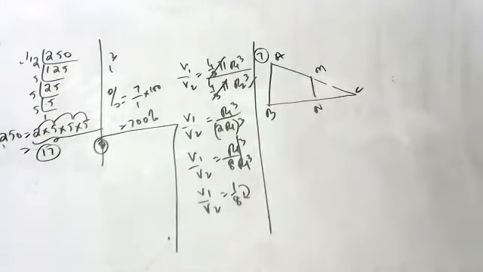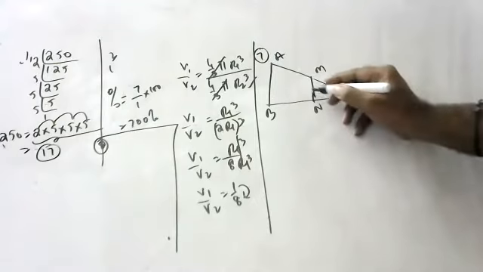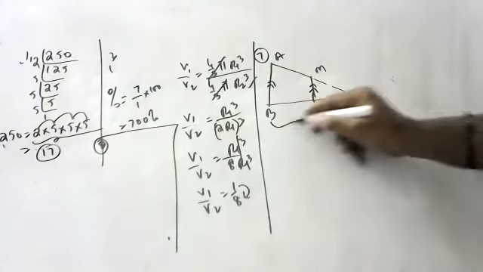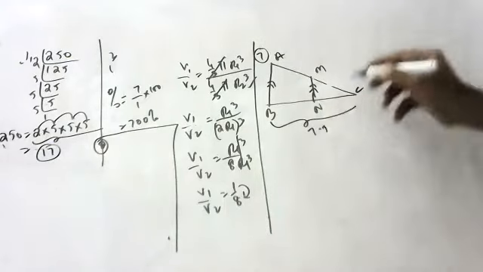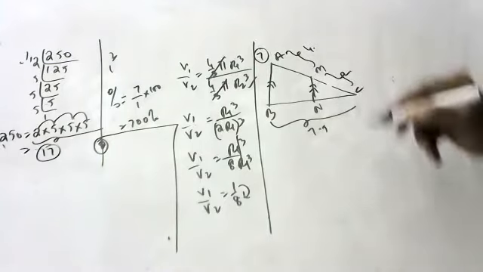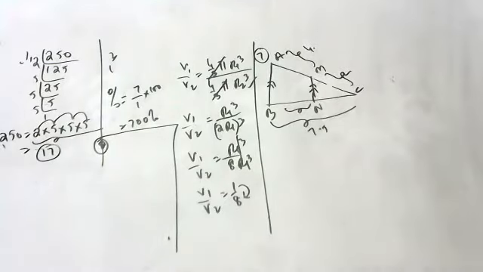All of you see here. Don't waste time, children. MN is parallel to AB. Children, these both are parallel. BC is 7.5, AM is equal to 4, MC is equal to 2. Find DN. This is the question.